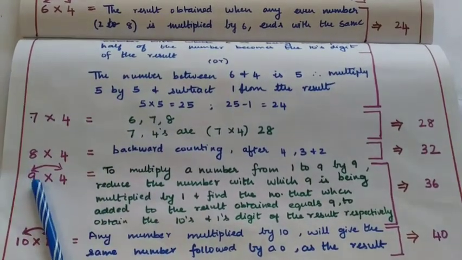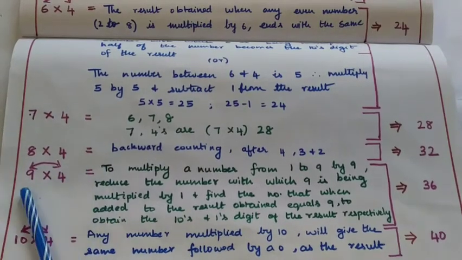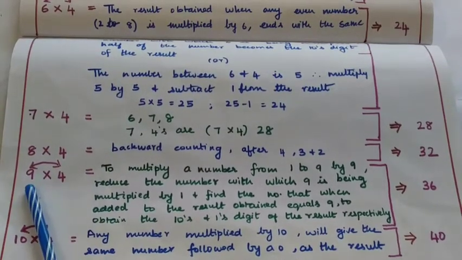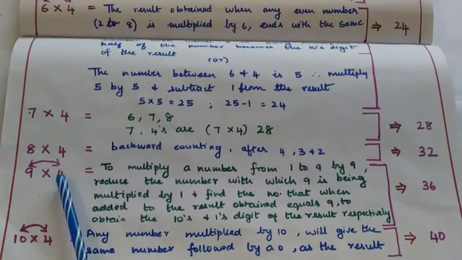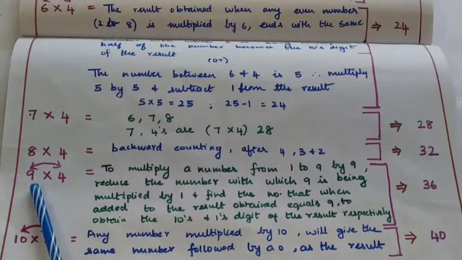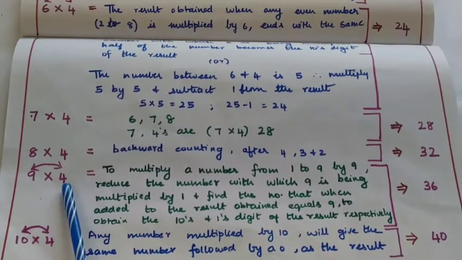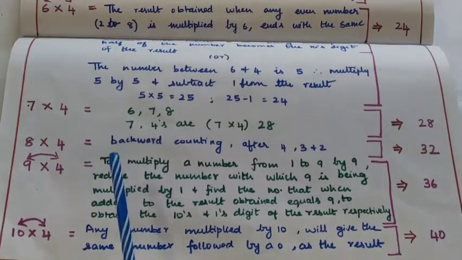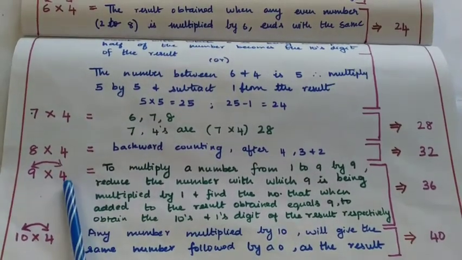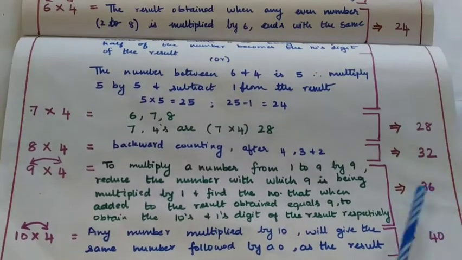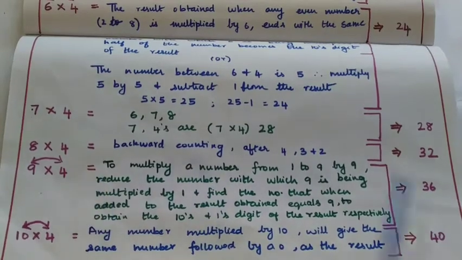Now let's see the 9th row, when 9 is being multiplied by 4. We know that 9 into 4 is the same as 4 into 9. So you can use the concept that we use for remembering table 9. To multiply numbers from 1 to 9 by 9, you need to just reduce the number with which 9 is being multiplied by 1 and find the number that when added to the result equals 9 to obtain the final result. So here, since 9 is being multiplied by 4, you need to reduce 4 by 1. So you get 3, and 3 plus what makes 9 can be found by taking away 3 from 9, which is 6. Therefore 9 4s are 36.